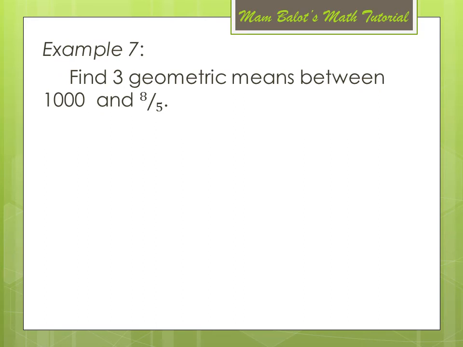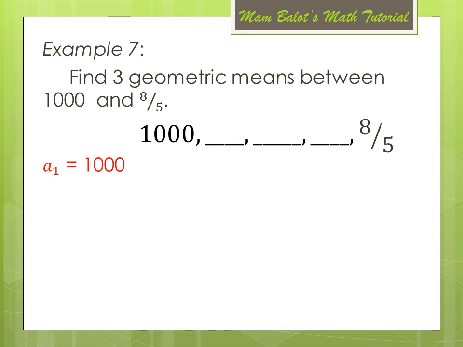Another example. Find three geometric means between 1,000 and 8 over 5. So this becomes 1,000, blank, blank, blank, and 8 over 5. So from this, we know that a sub 1 is equal to 1,000, a sub n is equal to 8 over 5, and n is equal to 5, since we have 5 terms all in all.